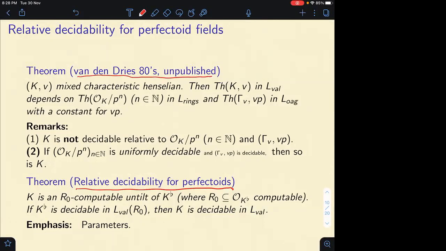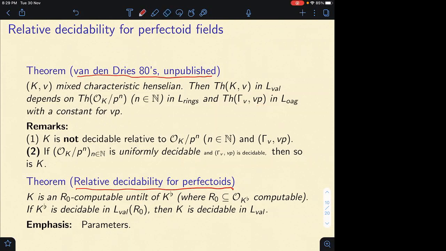let me discuss this result by Van den Dries in the 80s, which is an unpublished result, and says the following. So this is an Ax-Kochen-Ershov principle, but as you can see, there are no restrictions on the ramification whatsoever. It's a very general result. And what it says is that the theory of K in the language of valued fields simply depends on the theories of all the residue rings O mod p to the n for all natural numbers n, and the theory of the pointed value group.